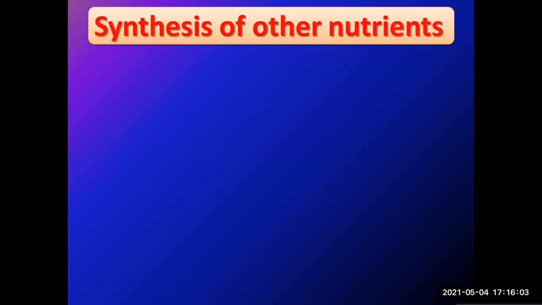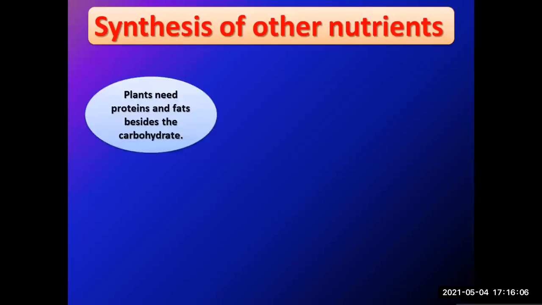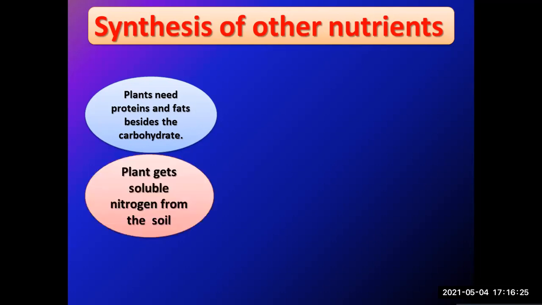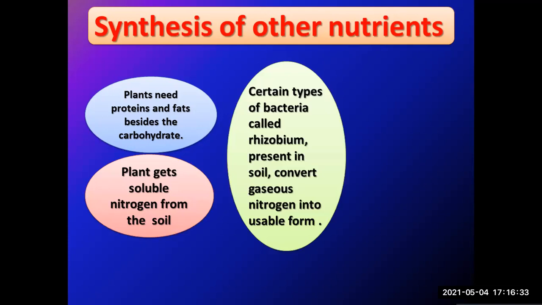Synthesis of other nutrients. Plants need protein and fats besides carbohydrate. And the proteins and fats are made of nitrogen. Plenty of nitrogen is present in the atmosphere, but it is in the insoluble form. It cannot be easily taken up. Plants get soluble nitrogen from the soil. Certain types of bacteria called rhizobium present in soil convert gaseous nitrogen, or nitrogen from the air, into soluble form.